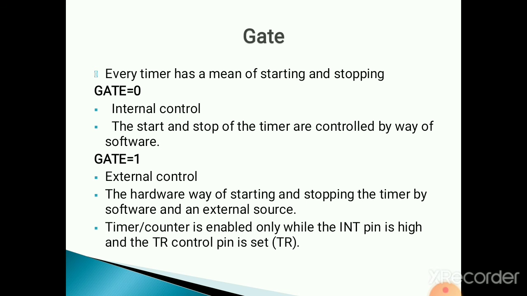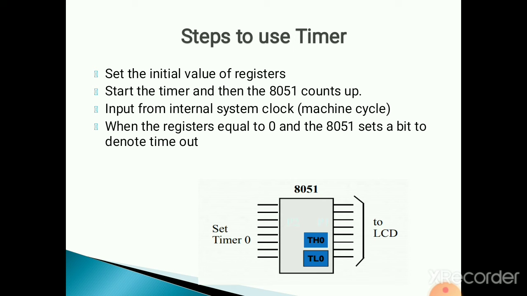Okay, next is the gate bit. Every timer has a means of starting and stopping. When gate is equal to 0, it is internal control, and the start and stop of the timer are controlled by software. Next, gate equal to 1 is the external control mode, the hardware way of starting and stopping the timer, by software and an external source.